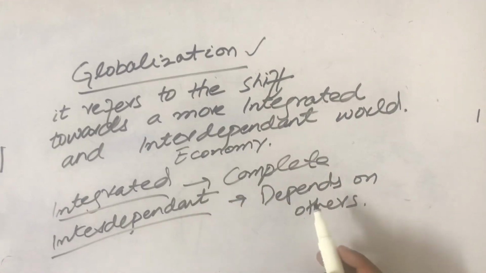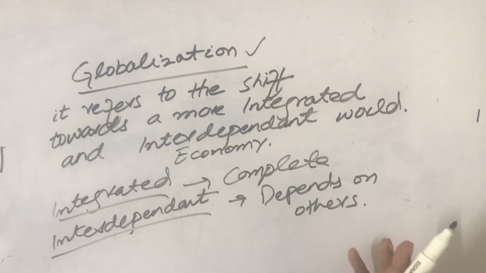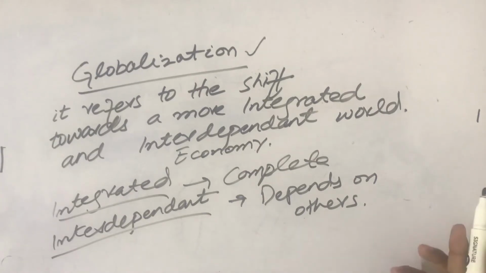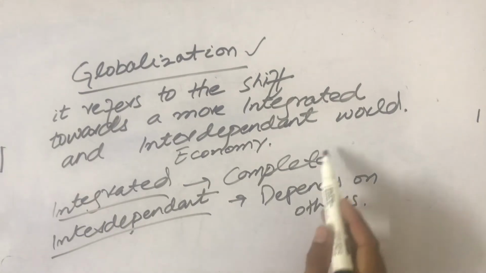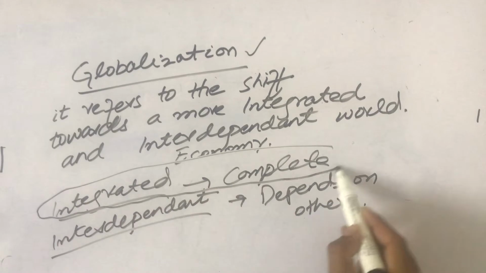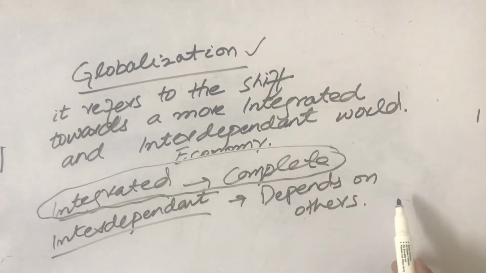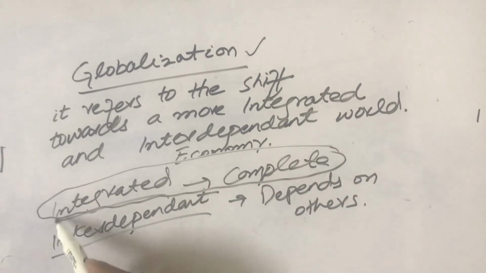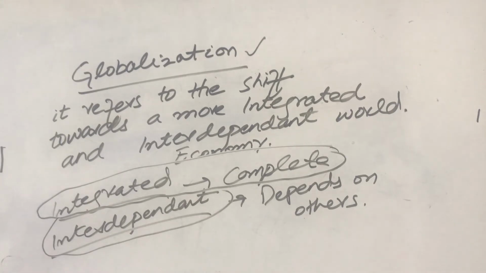First of all, the world was not that integrated. The environment was not as complete, nor as complicated, nor as diverse. And secondly, it was not interdependent. Integrated means that the system is now more complete. But what does interdependency mean? Now we talk about the concept of interdependence.